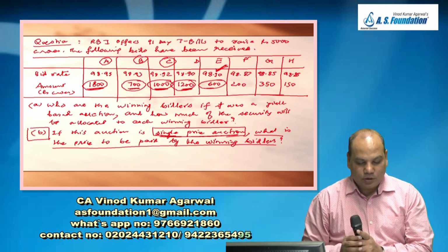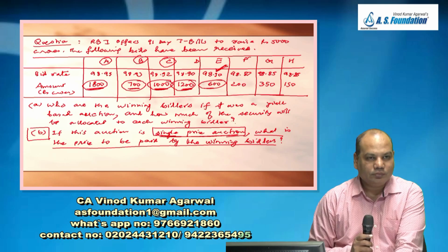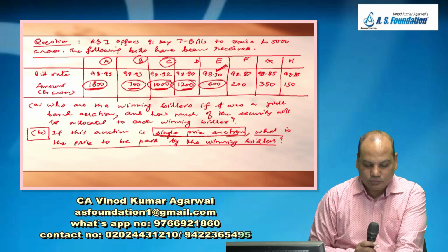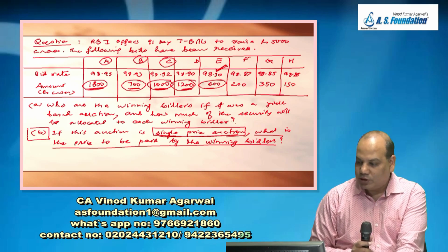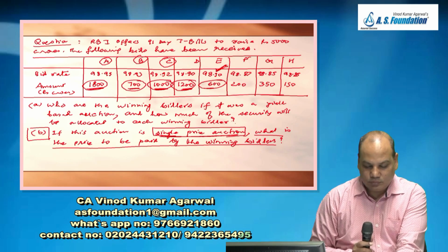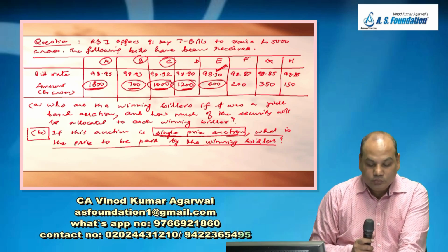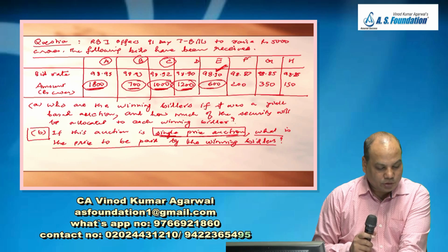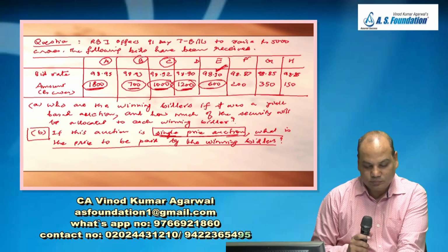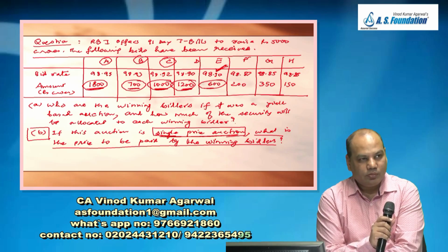Answer B. Had this been a single price auction, the price to be paid by the winning bidder would be rupees 98.90, because rupees 5,000 crore can be collected by accepting bids up to rupees 98.90.